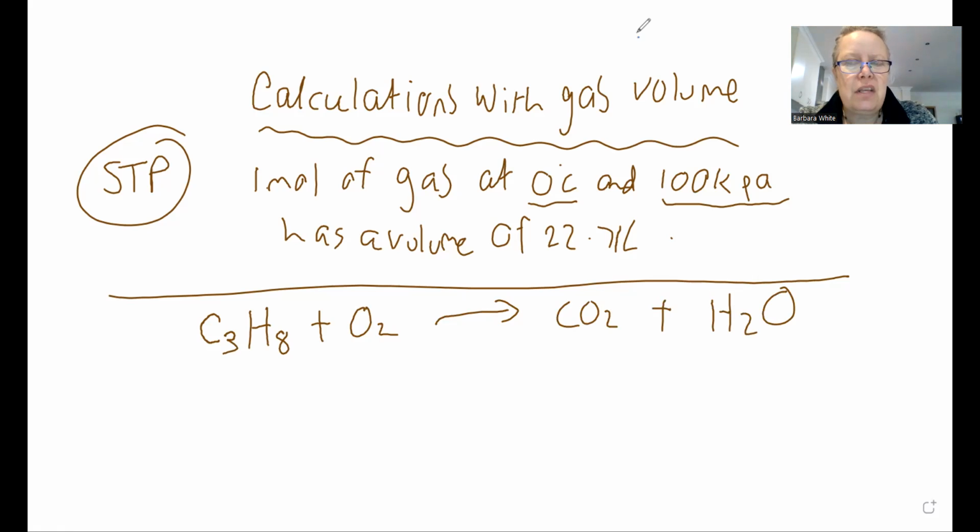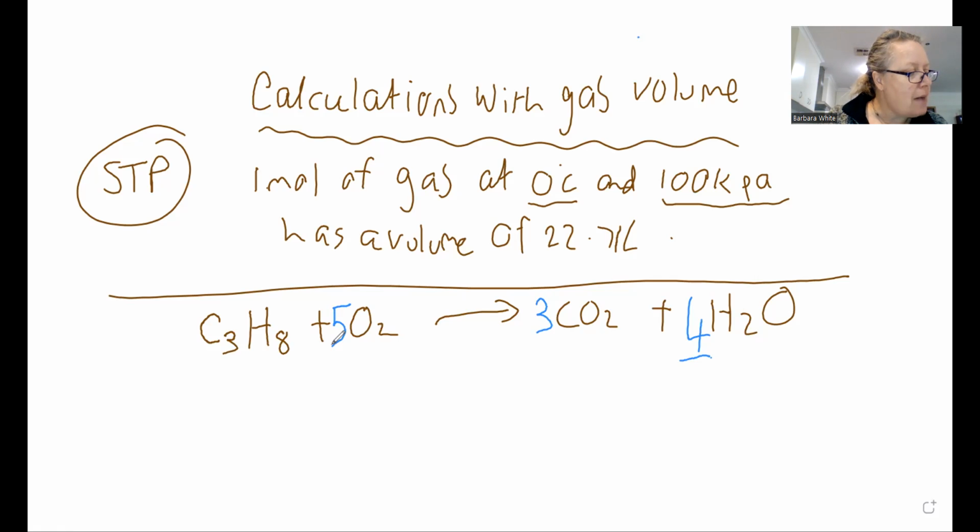I always start with the number of carbons. I don't know if that's the best way to go. C3 on the left, so I need 3 of those over here. We've got H8 on the left, so I need 4 H2Os there, and then we have to work out how many O2s. This one always has to be even. If you've got an odd number, you're going to have to double it. This time it's even, so it works. 3 O2s, and then another 4. That's 10 O's. That's 5 O2s, which goes here. Now that you've got a balanced equation, let's read the question again.